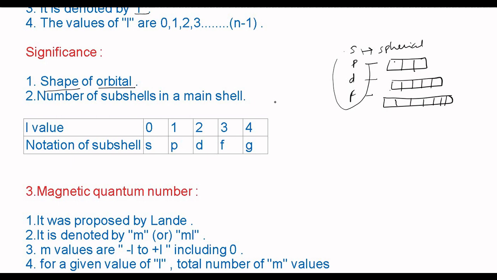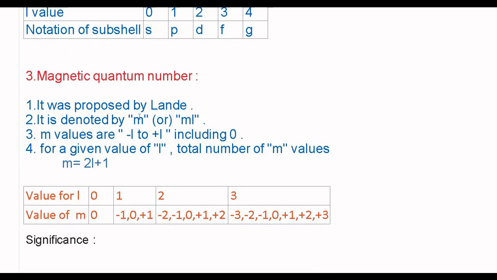And coming to the third quantum number, that is the magnetic quantum number. This magnetic quantum number was proposed by Landé. It is denoted by small m or ml. The values of the magnetic quantum number are from minus L to plus L including 0. For a given L value, the total number of m values is 2L plus 1. Is it clear? What is the total m values for a given L value? 2L plus 1.